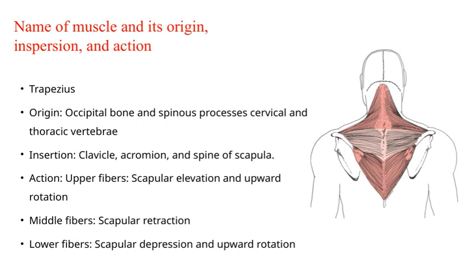Let's take a closer look at the trapezius muscle. Its origin points are the occipital bone at the back of the skull, as well as the spinous processes of the cervical and thoracic vertebrae. These serve as the attachment sites from which the muscle fibers extend.